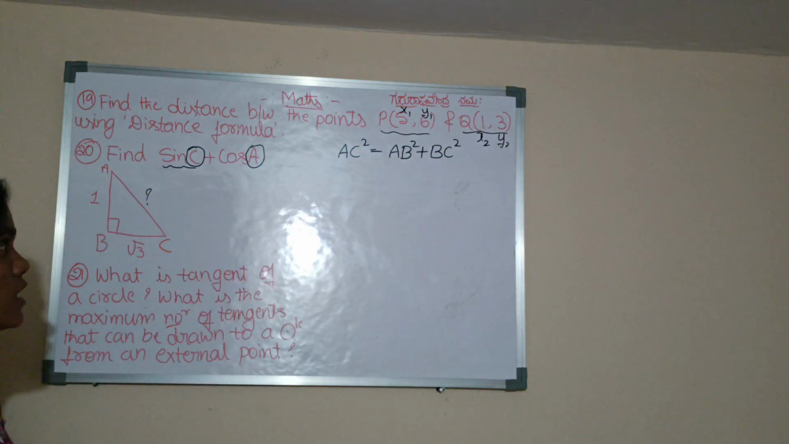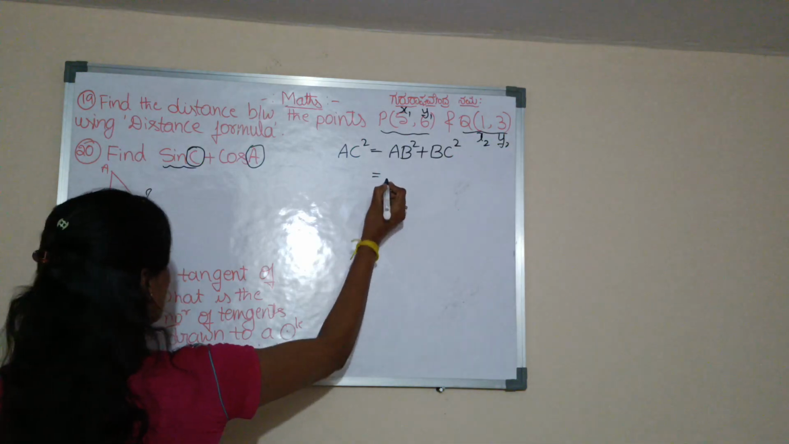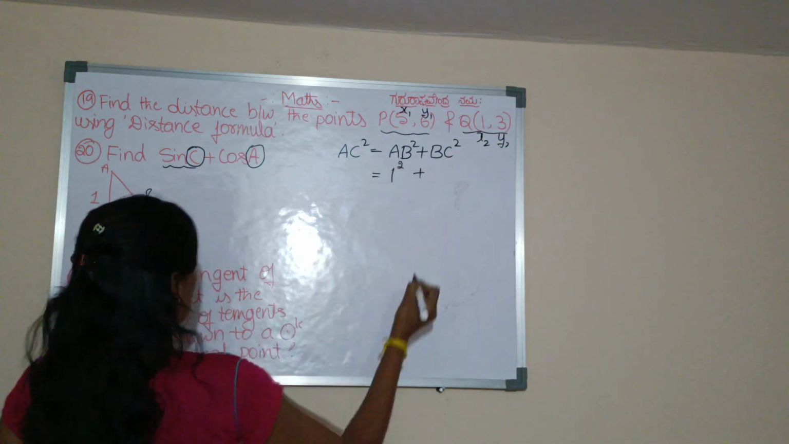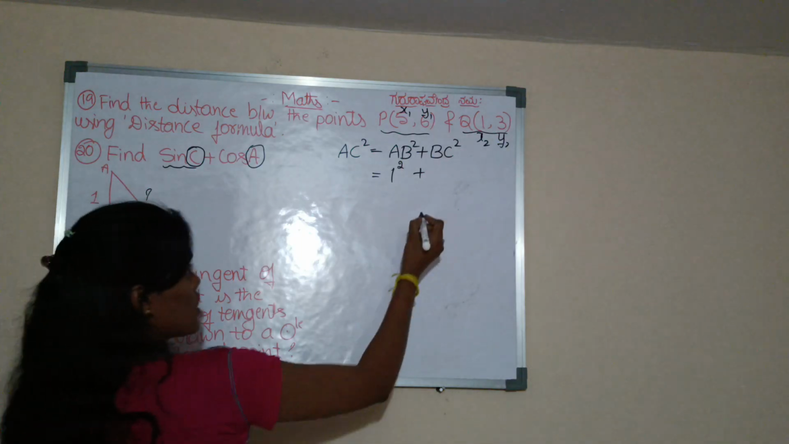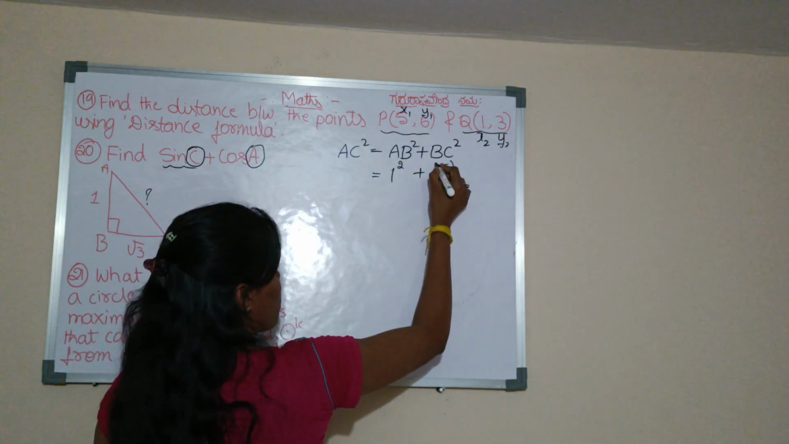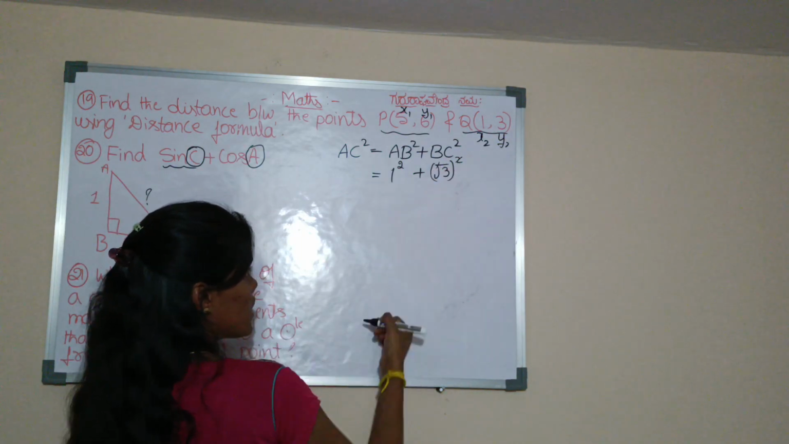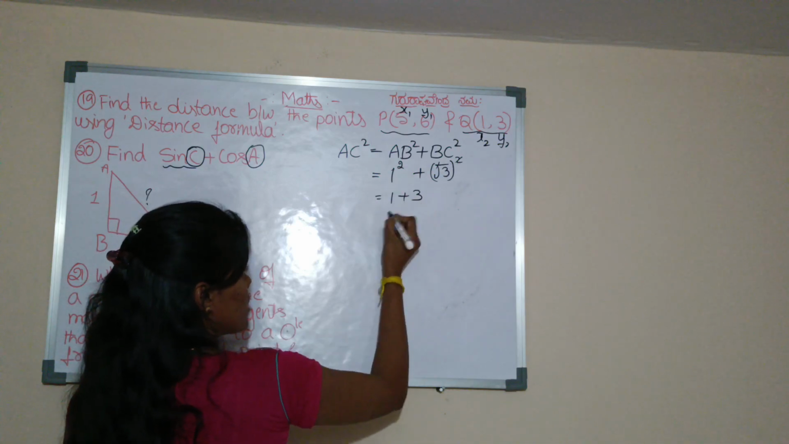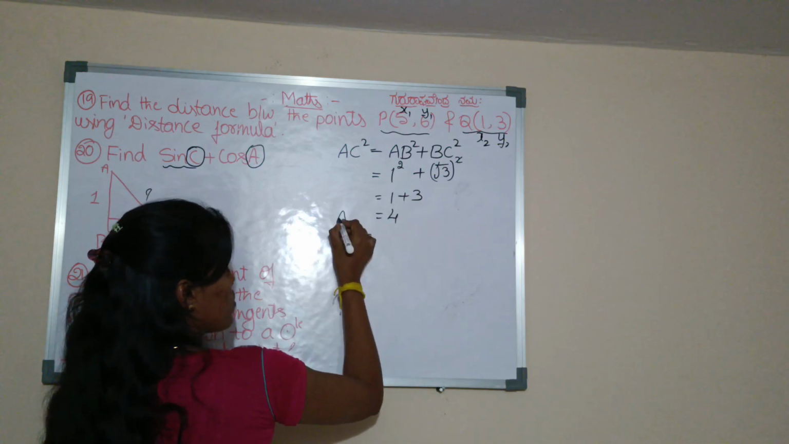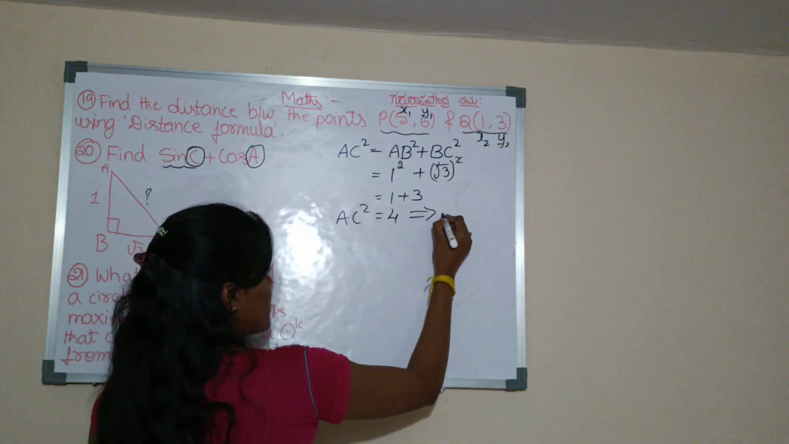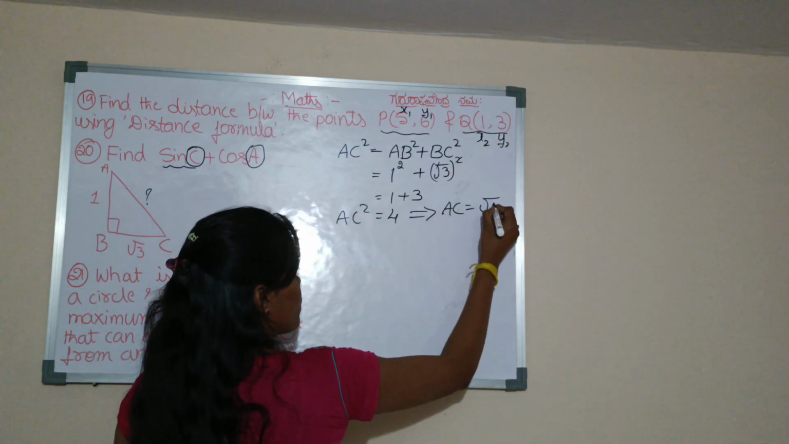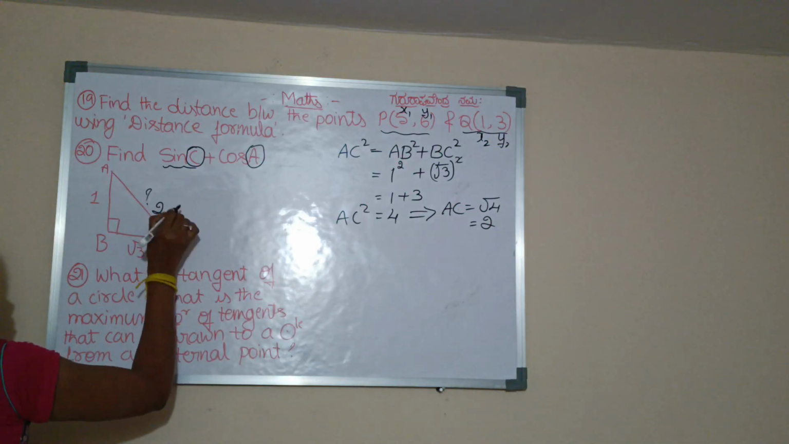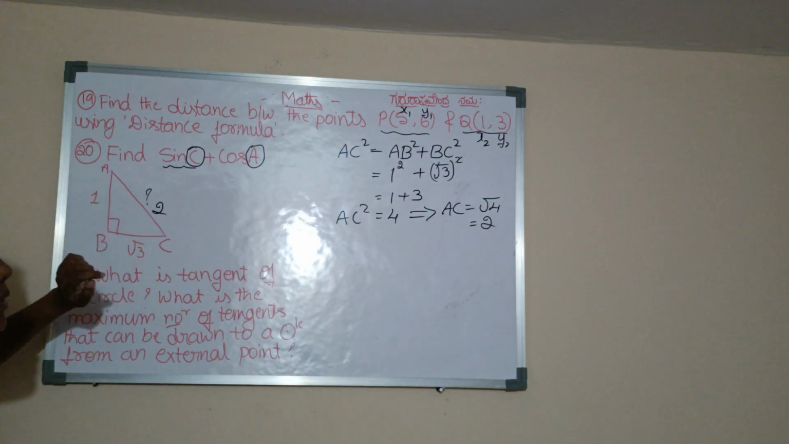We don't know AC, keep AC as it is. AB we knew, that is 1. 1 square plus BC value root 3, root 3 whole square. Square root gets cancelled. 1 square means 1. Square root cancel means 3. AC square is equal to 4, so AC is equal to root 4. Root 4 value is 2. AC value will be 2.